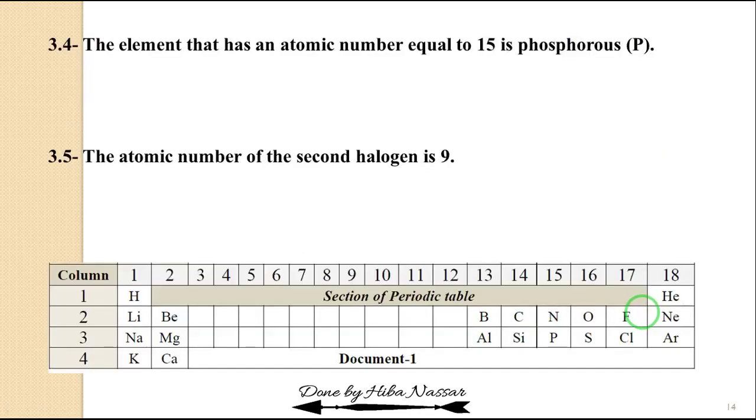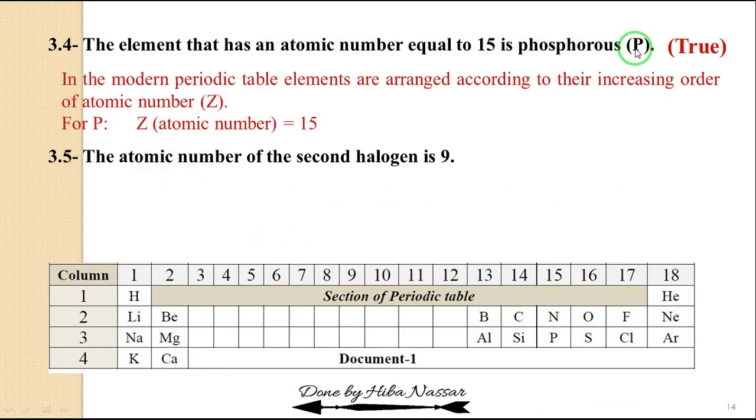Now 3.4. The element that has an atomic number equal to 15 is phosphorus. That's true, since in the modern periodic table, elements are arranged according to their increasing order of atomic number. So, if you count the atomic number here, moving to phosphorus, you will find that the atomic number of phosphorus is equal to 15.